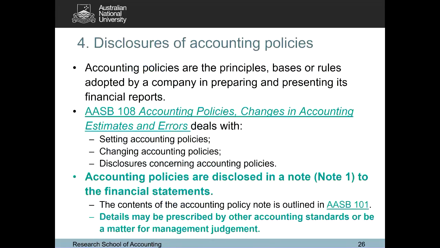The content of the accounting policy is outlined in the AASB 101. Again, I'm not going to test you, is this content from AASB 108 or 101? Okay, I'm not going to do that. The details may be prescribed by other accounting standards or be a matter of management judgment. Again, you will see, though they are required and compulsory for the outline, but when you are really disclosing that, that could be subjective, based on the management judgment.